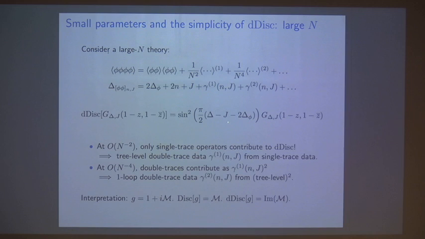So you can see that we have sine squared of (twist minus 2 delta phi), which means that any state with twist close to 2 delta phi or 2 delta phi plus an even integer won't contribute. So what this means is that at order 1 over N squared, only single trace operators contribute to the double discontinuity. And this lets you determine all tree-level double trace data in terms of single trace data. You can go further. At one loop, double traces contribute proportional to the square of their tree-level anomalous dimensions. So you can then get one loop double trace data from the square of tree-level.